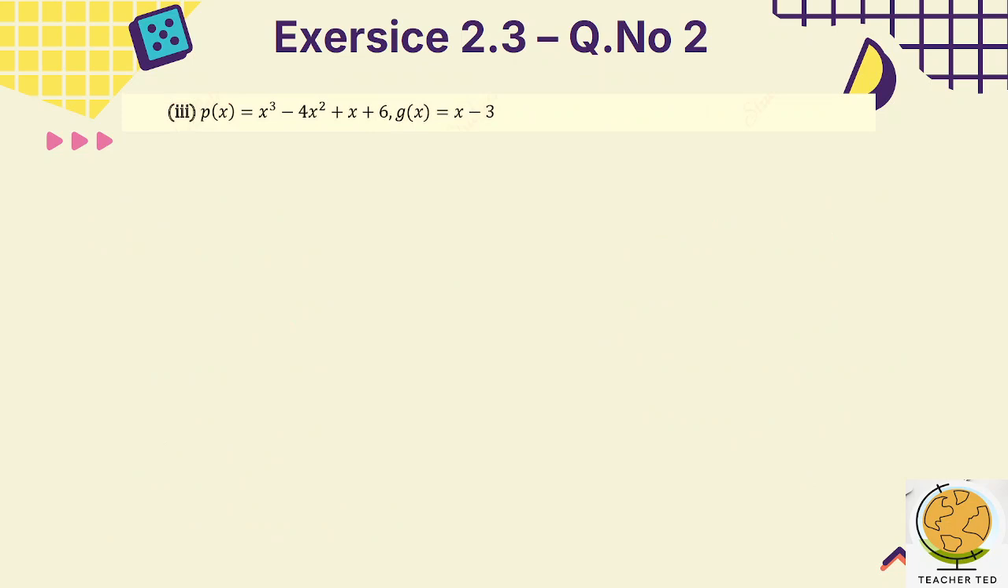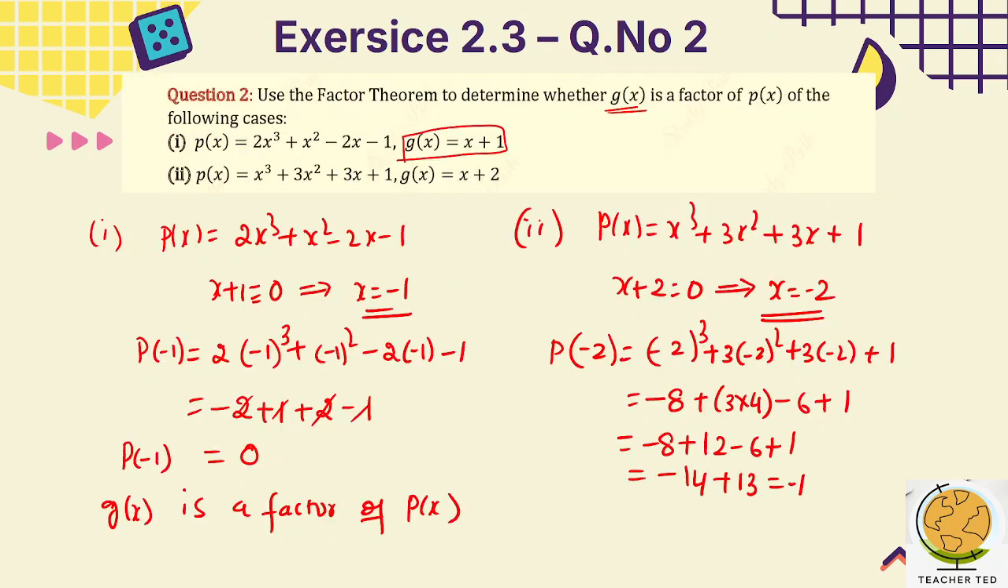What it indicates is, if it is minus 1, which is not equal to 0, then for this question we can say g of x is not a factor of the given p of x.